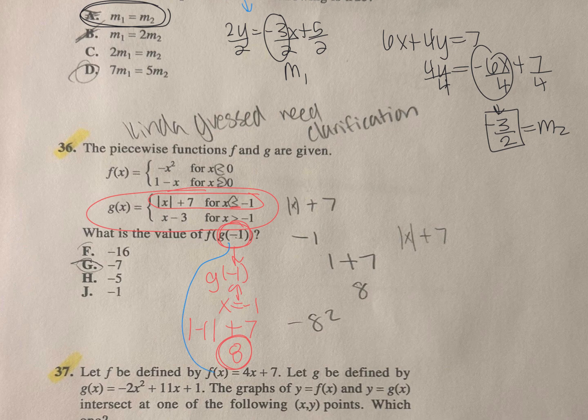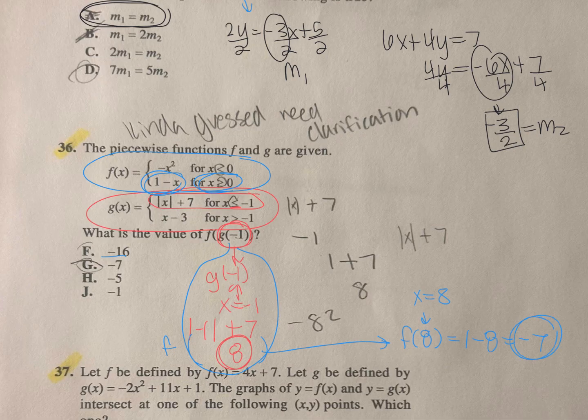So all of this is kind of inside of f. So now what I need is f of 8. So I come up here. So x is f of 8 means that x is equal to 8. So let's see, 8 is bigger than 0, so I'm using this equation. So 1 minus 8 is a negative 7. And that's what you had right there.